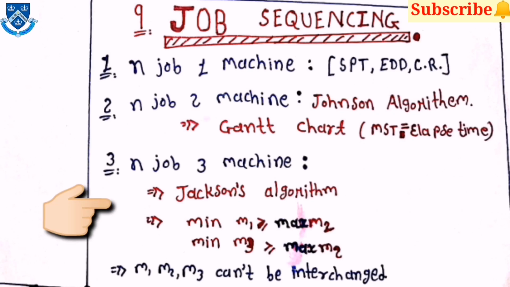The second type of questions is based on Johnson's algorithm. For that, two conditions are there. First one is the minimum of M1 is greater than or equal to the maximum of M2, and the other one is the minimum of M3 is greater than or equal to the maximum of M2. If one of these two conditions is satisfied, then you can use Johnson's algorithm.